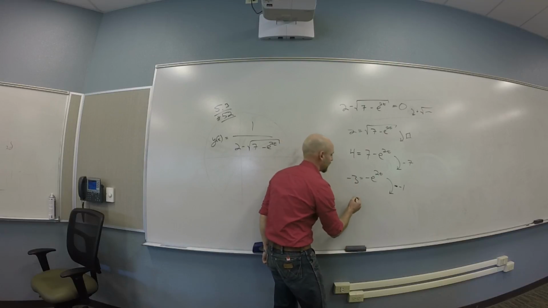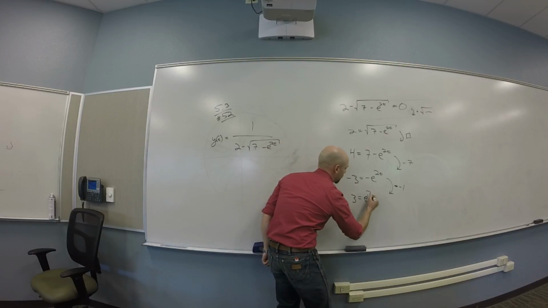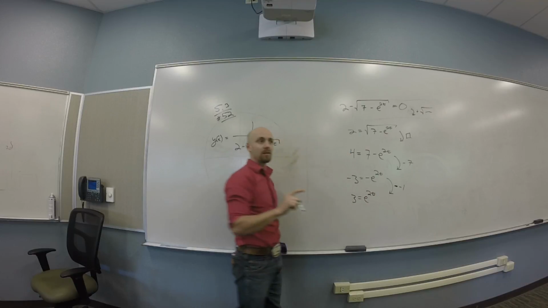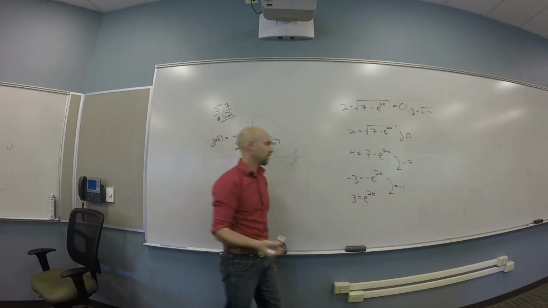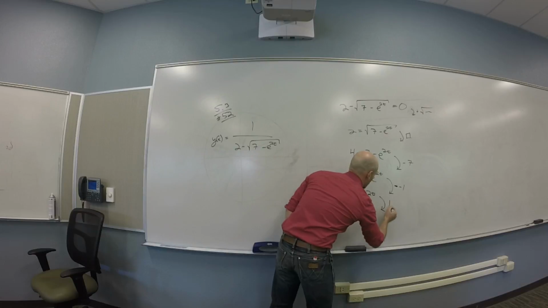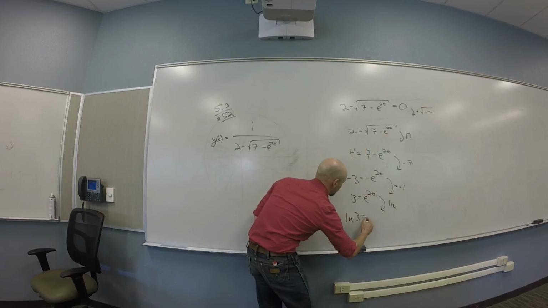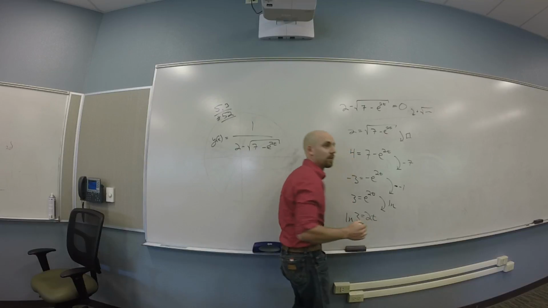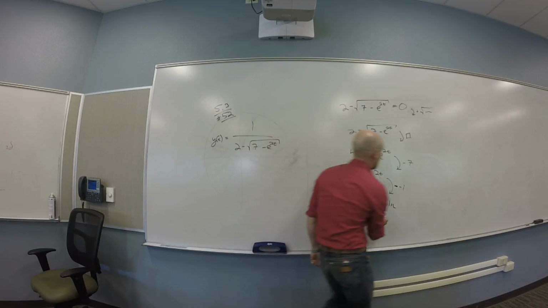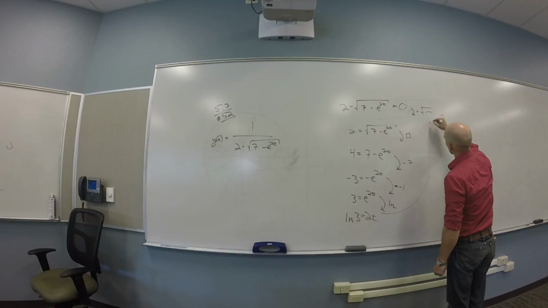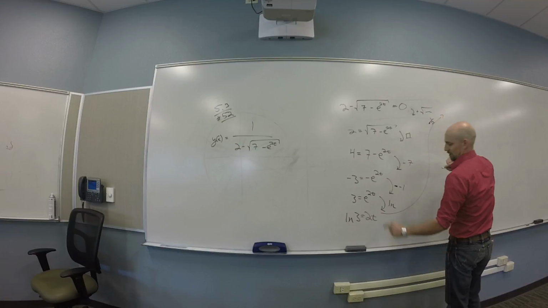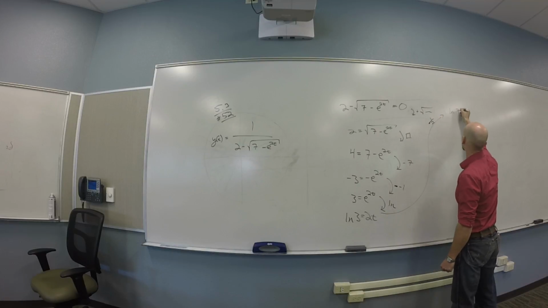All right, so flip the signs. You got 3 is e to the 2t. Then what? Then we natural log both sides. Okay, so then you get natural log of 3 is 2 times t. Then we divide by 2. Then you multiply by a half, rather. So you get log of 3 over 2 is t.